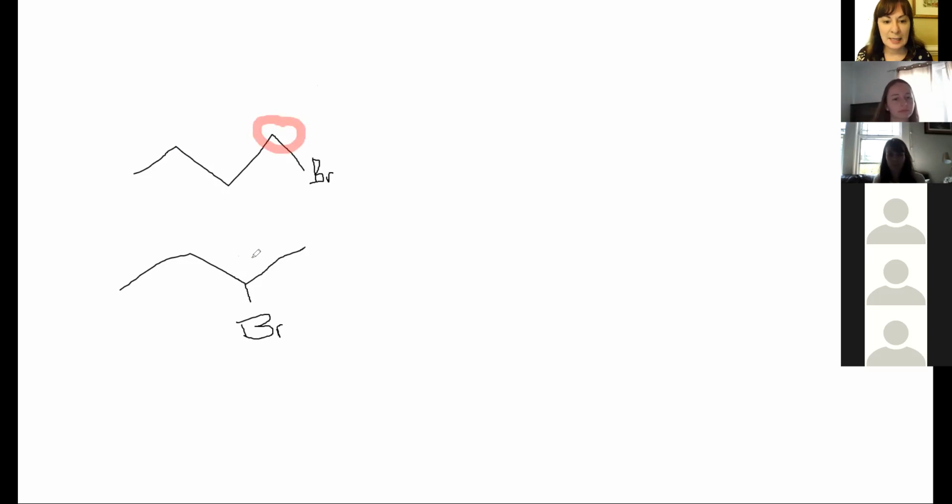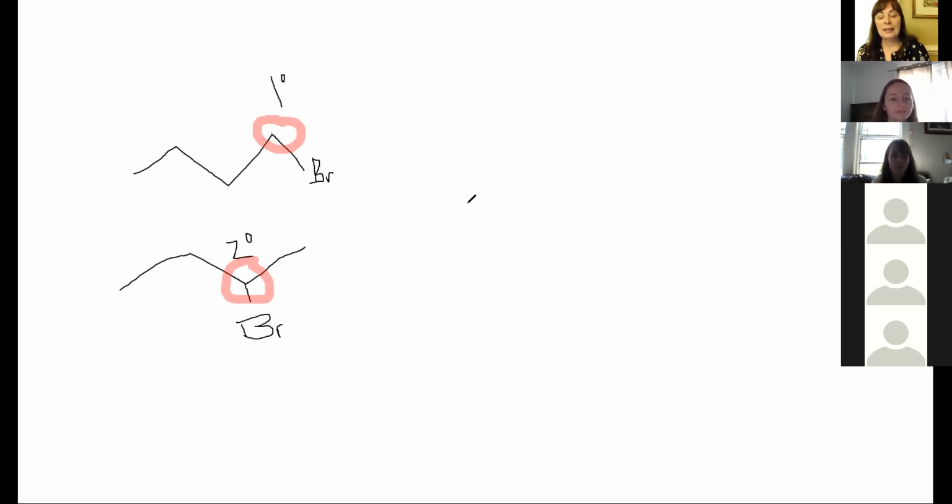In that case, and in this case down here, this is the carbon that has the leaving group. Of those 2 carbons that we have circled here, how many carbon neighbors does this one have? 1. So that's what we call a primary carbon, right? And how many carbon neighbors does this one have? 2. So that's what we call a secondary carbon.